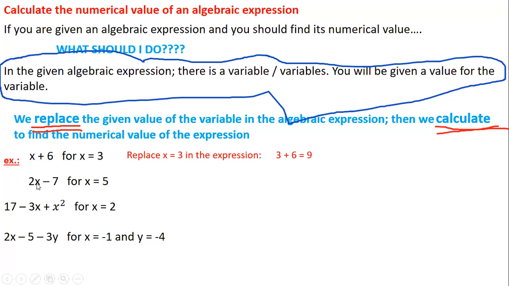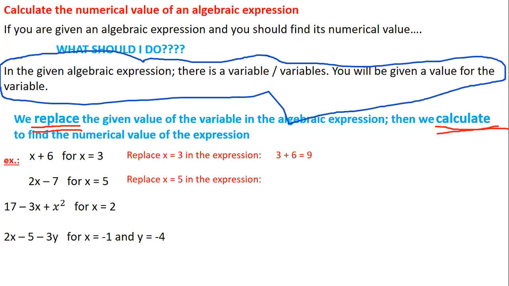So x in the algebraic expression should be replaced by the given value 5. So we replace x by 5 in the expression. So look what we write. Here I have 2x. So as we said, 2 is multiplied by x.